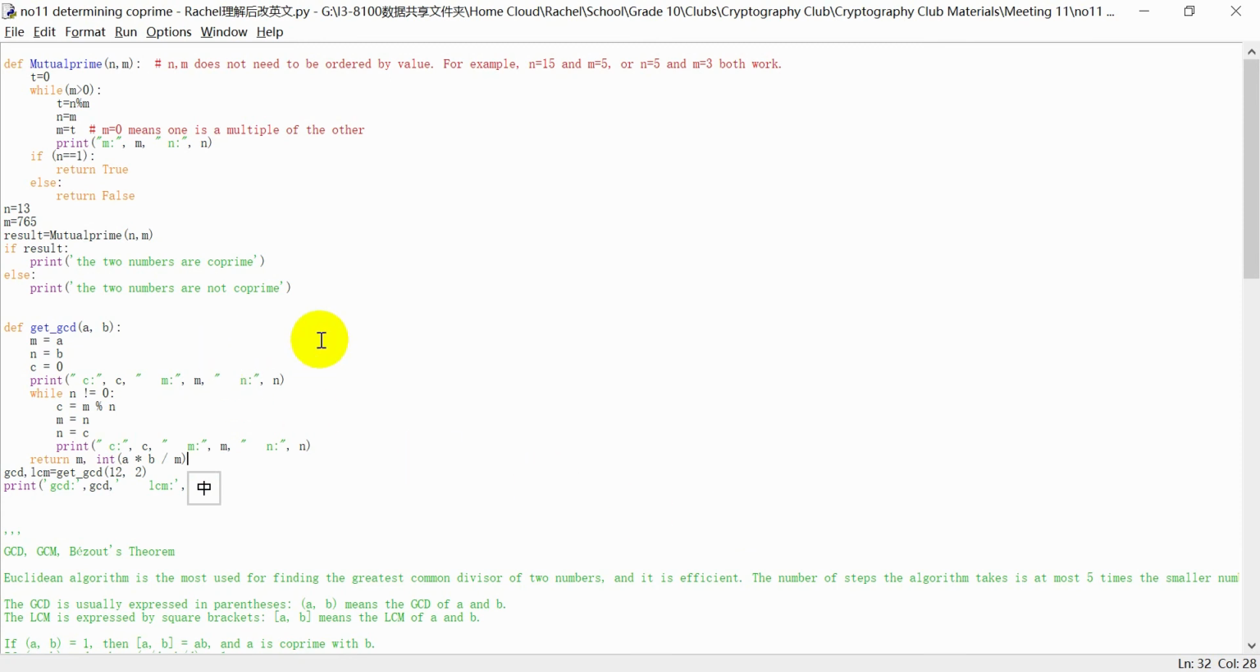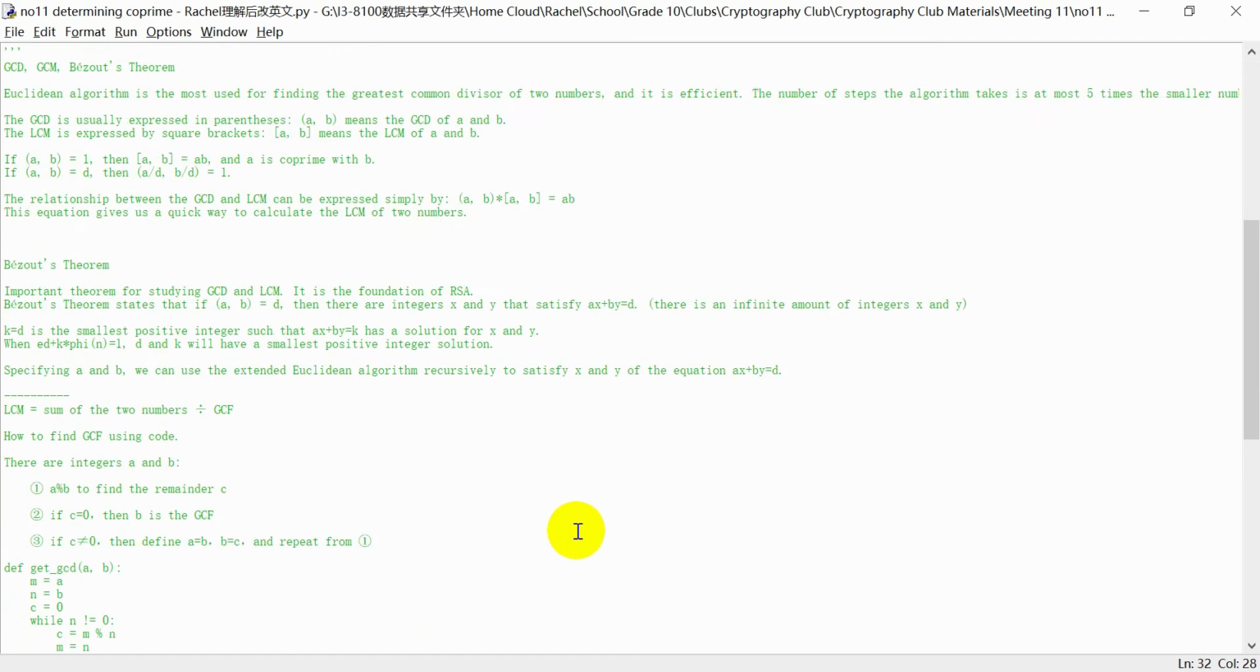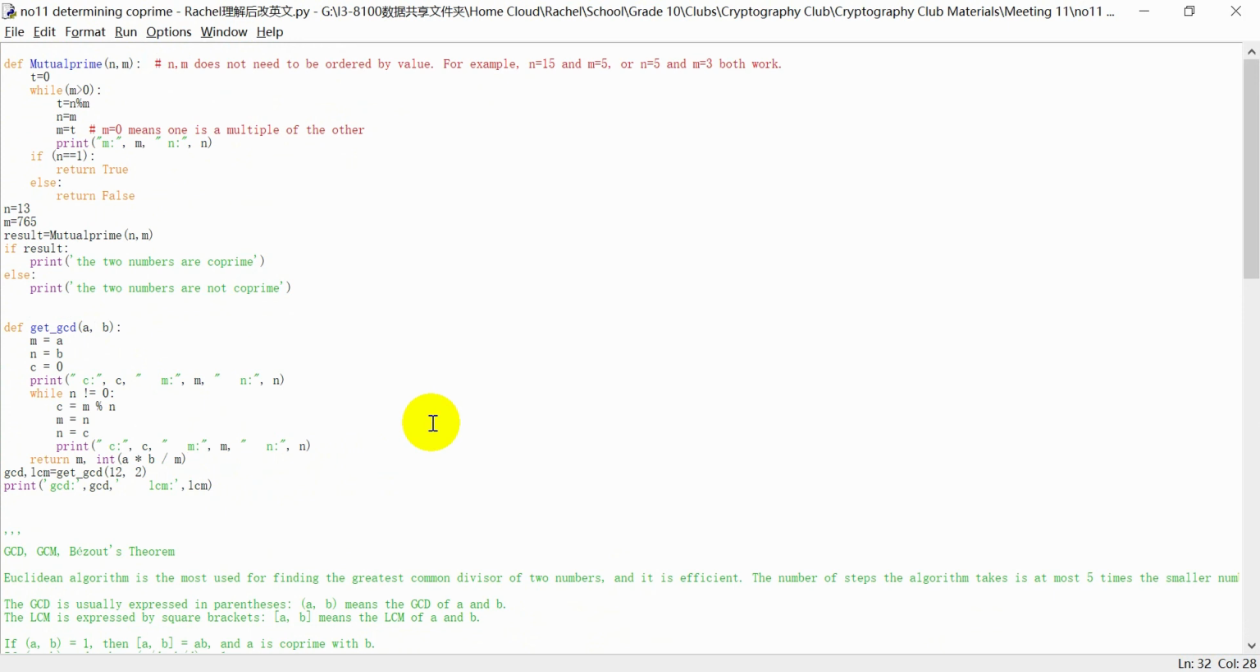Here is the code for coprime and greatest common divisor and least common multiple. We have two functions. The first one is for determining coprime. The name is mutual prime and the parameters are n and m. These are the two numbers that we're going to compare. So the value of n and m does not matter, so you don't have to make n the smaller one or m the smaller one. For example, n can be 15 and m can be 5, or n can be 5 and m can be 3. They both work.